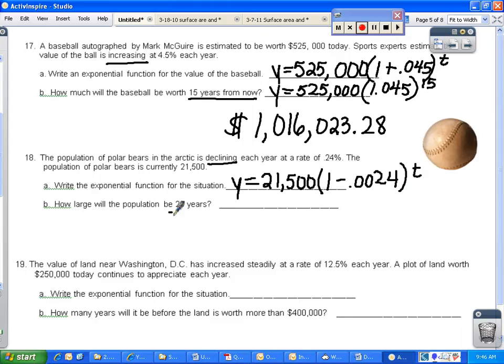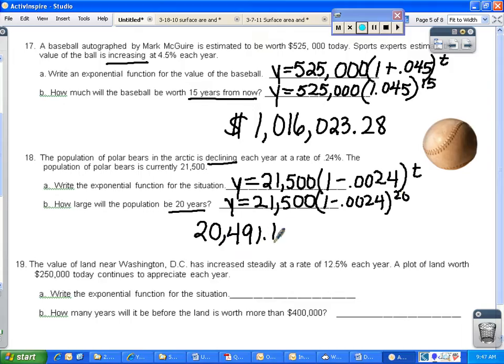And in this case, again, 20 years from now, so you're going to plug in 20 for that value of t. So 21,500 times 1 minus 0.0024 raised to the 20th power. So you're going to get 20,491.19, but since I can't have 0.19 of a bear, I'm just going to say about 20,491 bears.